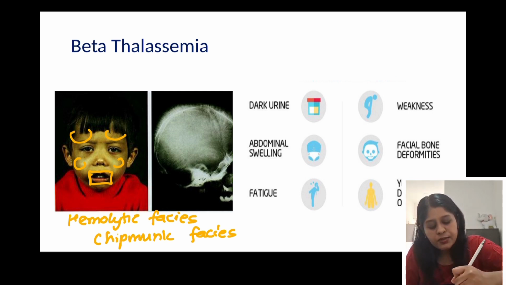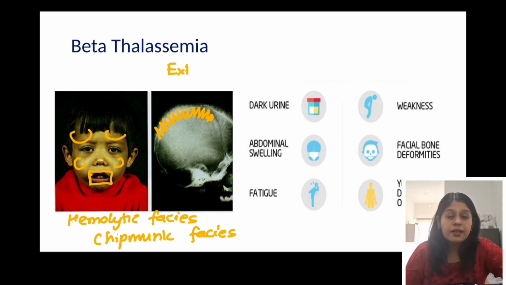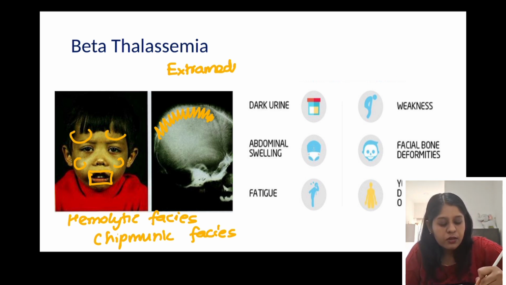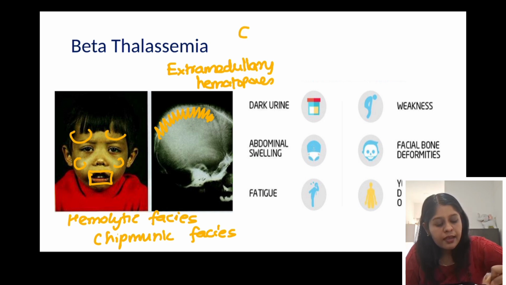In this x-ray you can see the extramedullary hematopoiesis in the skull, which leads to a crew cut appearance, or hair on end appearance.